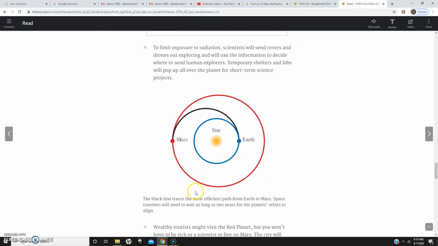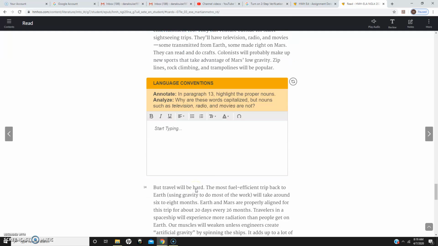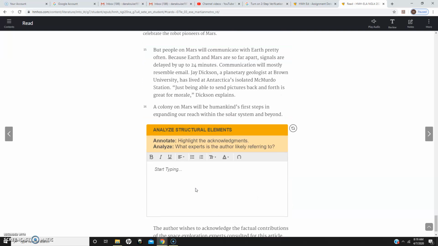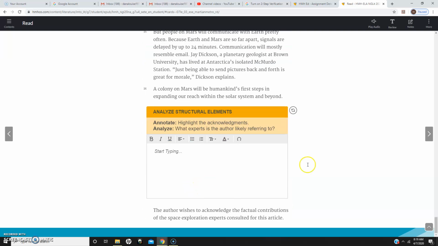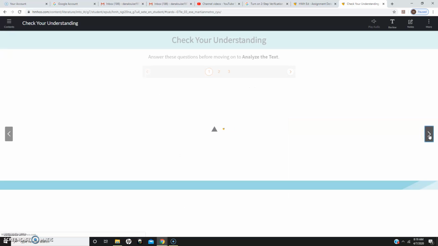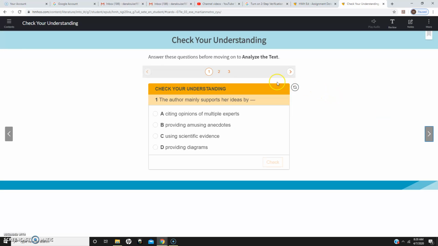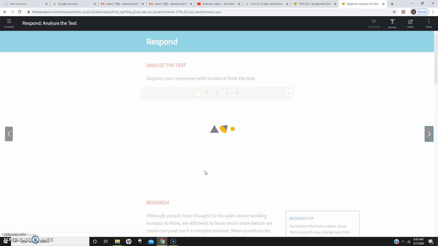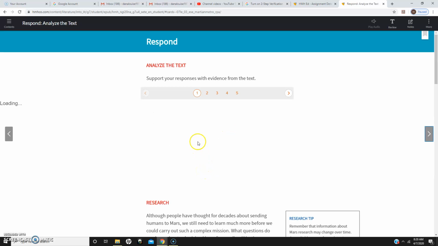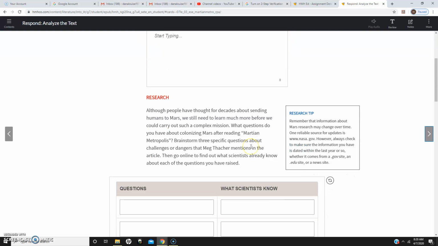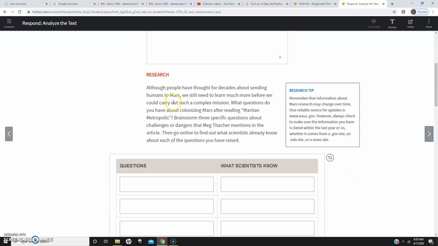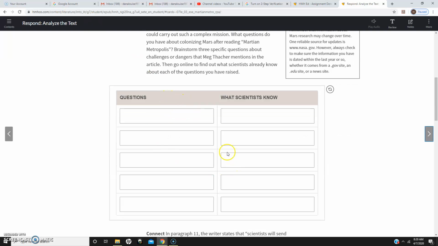You will finish reading this article. You have another question here and another question. So once you're done, you're going to click on the next button. Make sure you're answering your check for understanding. And make sure you are doing analyze the text. Now, I want you to do the research part here. So you have read through Martian Metropolis. Do the research part and fill in this chart.